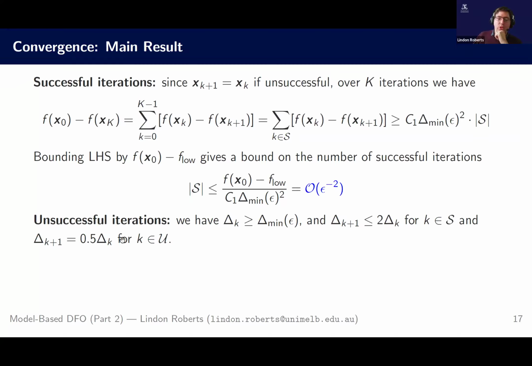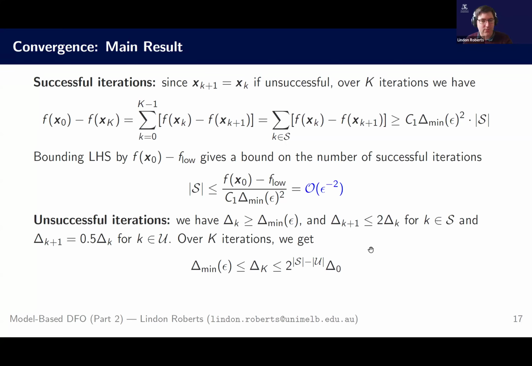That means we can't have too many halving steps relative to how many doubling steps we have. And that's what we piece together. So aggregating this over k iterations, the final value of delta can't drop below our critical value, but that final value of delta says, let's start from our initial value, double it every time we have a successful step, halve it every time we have an unsuccessful step. So we get this inequality here.